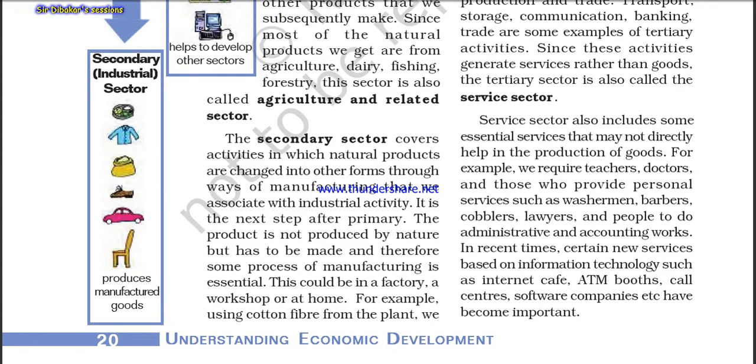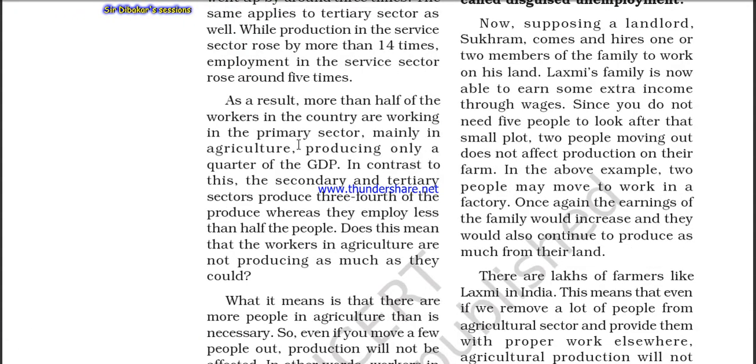Clear? Now, there are many other concepts related to unemployment that we need to understand, because if we skip these areas, it will be a big mistake. The very concept of unemployment is clear to you? Let's see the different categories of unemployment that we find around us. In the statistical data presented earlier, we found that more than half of the workers in the country are working in the primary sector, mainly agriculture, producing only a quarter of the GDP. In contrast, the secondary and tertiary sectors produce three-fourths of the produce, whereas they employ less than half the people.